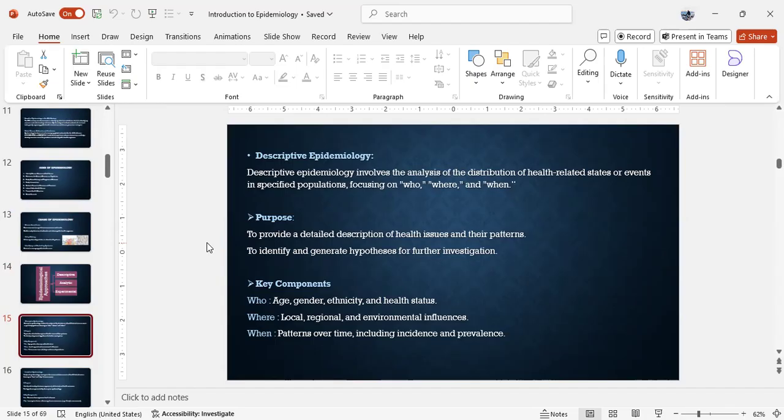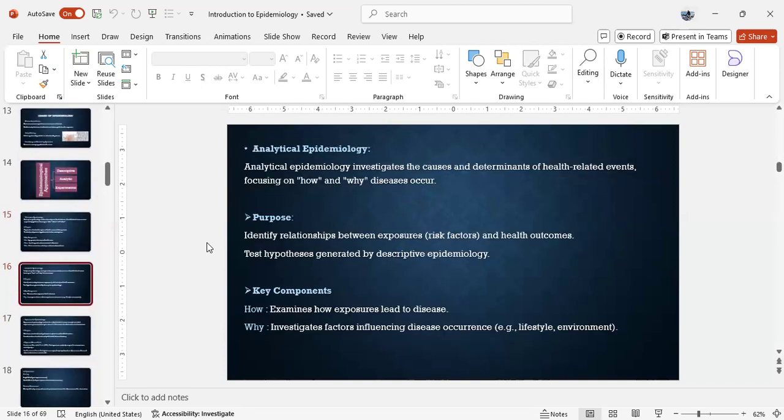The key components are who, that involves age, gender, ethnicity, and health status. Where, that involves the local area, regional, or environmental influences. When, that involves patterns over time, including incidence and prevalence.